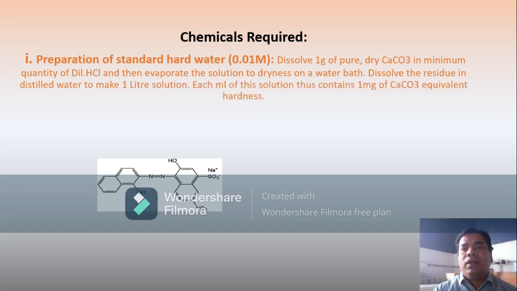Here, 1 gram of pure calcium carbonate is taken into a volumetric flask or standard flask, and add a minimum quantity of dilute HCl. Then the color change means it evaporates, meaning it is a volatile compound.